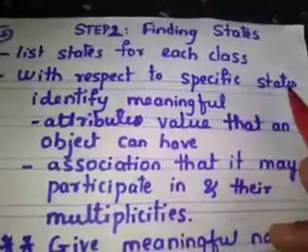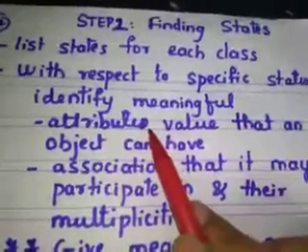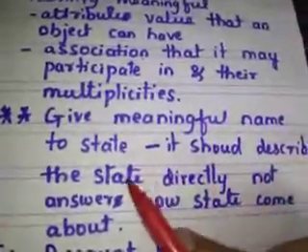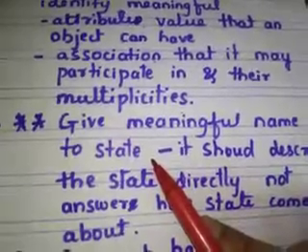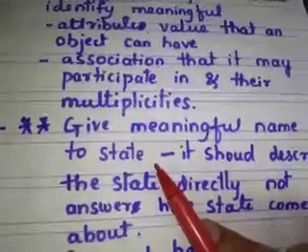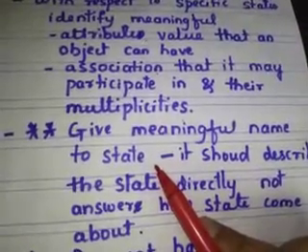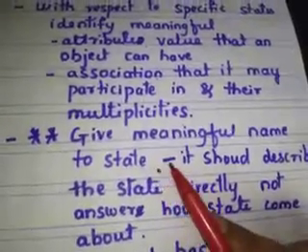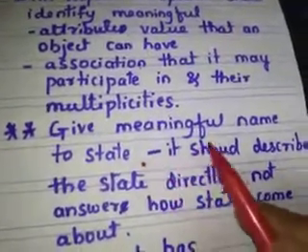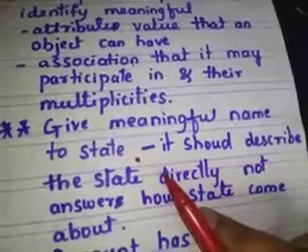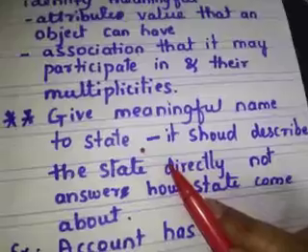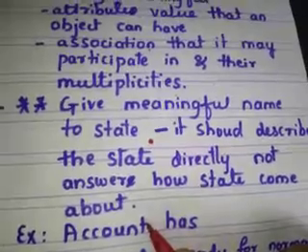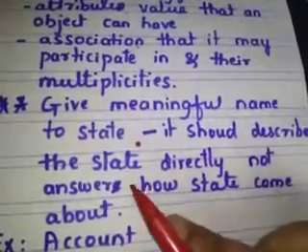Next, with respect to the specific states, identify the meaningful attribute values and the associations and their multiplicity. Next, we should give a meaningful name to the state. Now the state is idle. It gives us a meaning saying that the ATM is not being used by anybody. That's why I say it is in the idle state. So it should be descriptive enough to make the user understand what the state is about. You should not explain how the state has come into that picture, but you should just give a brief name explaining the description of the state.